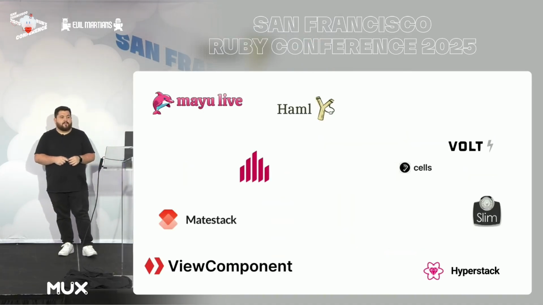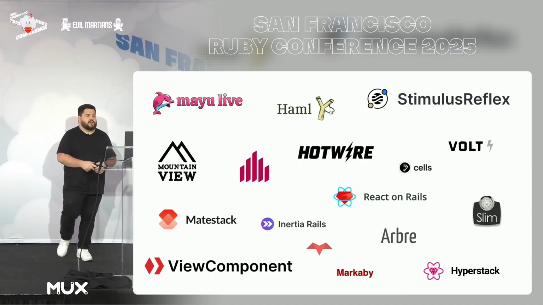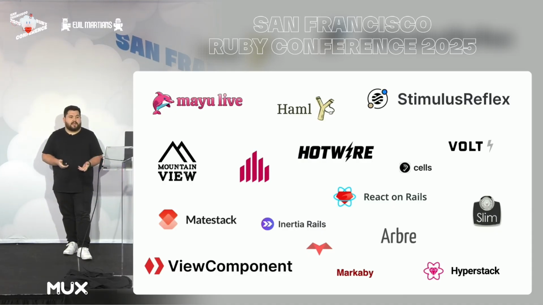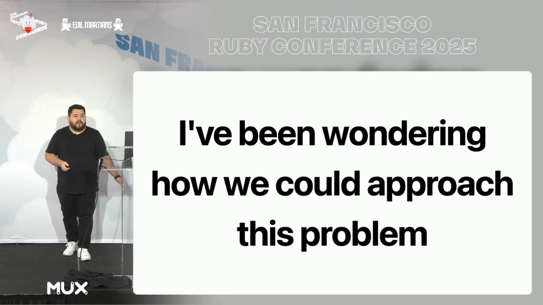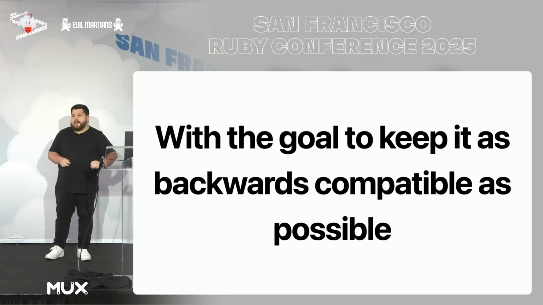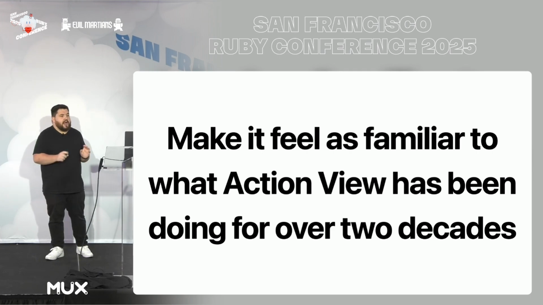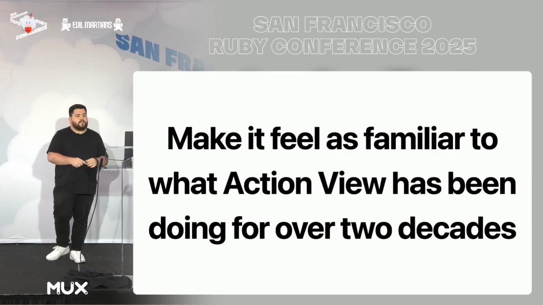And at the same time, you also have these other tools to build on top of it to make it actually work in production and to make it actually an app that you can use and write code in. So I've been really wondering how we can approach this problem with the goal of making it as backwards compatible as possible, while still making it feel like it is ReActionView or like HTML+ERB as you have been writing it this whole past decade.